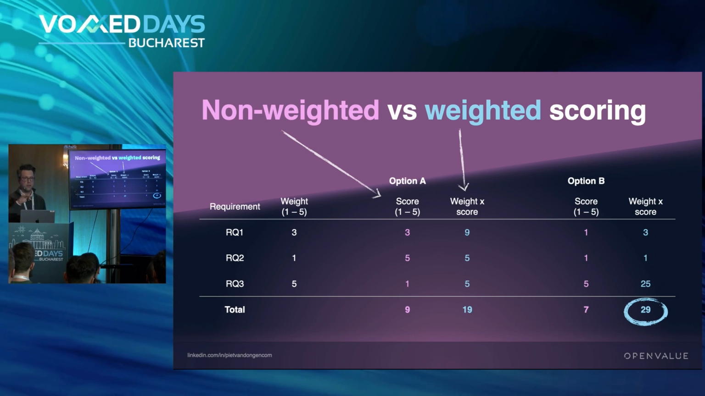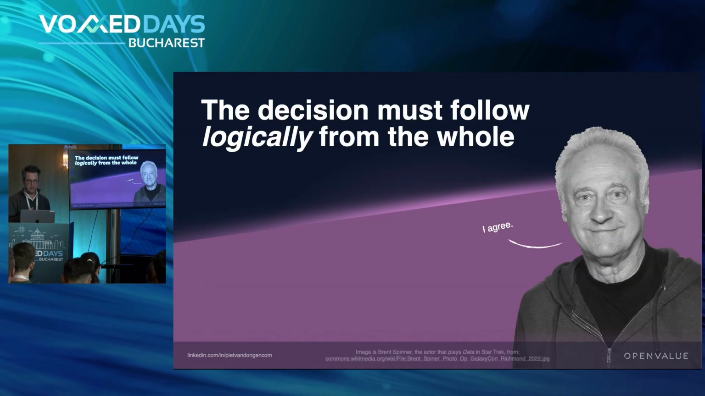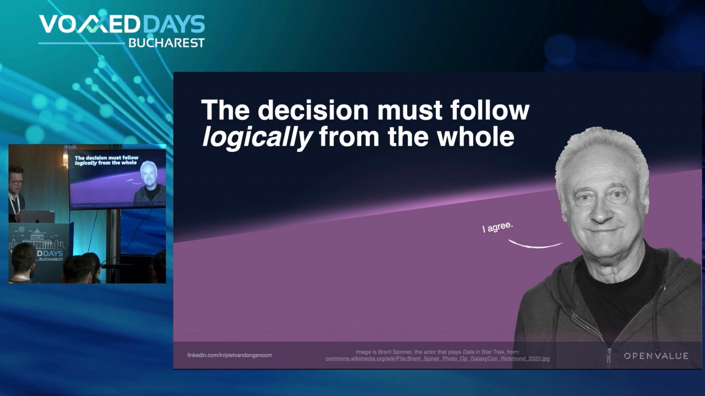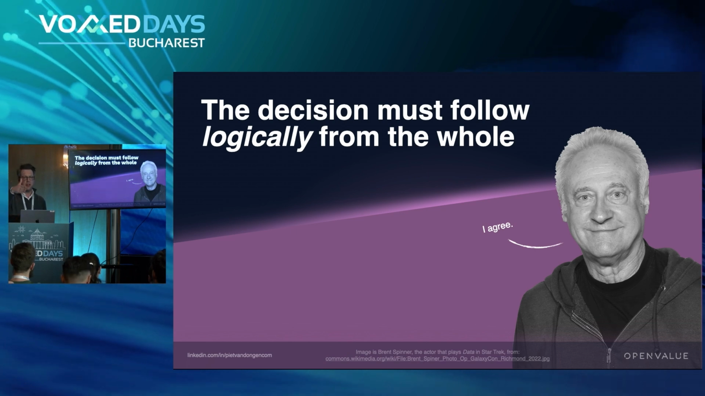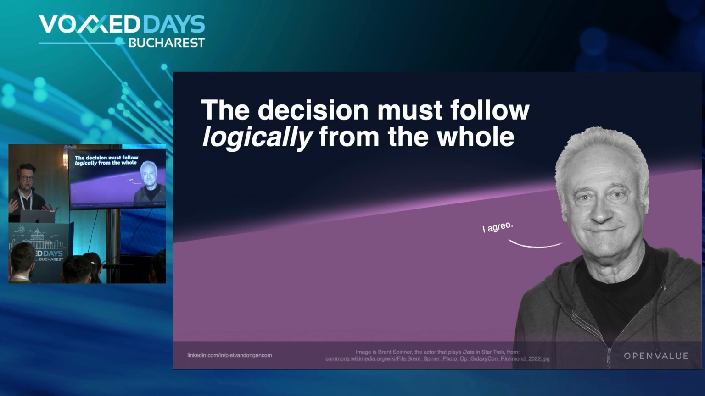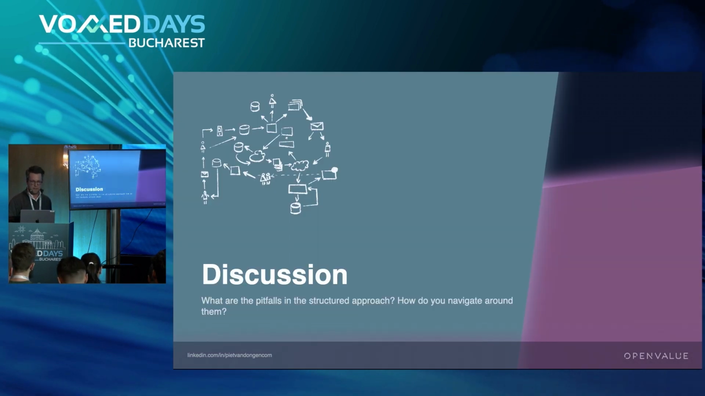So this is a way to do trade-off analysis and objectively choose something so that even Data from Star Trek agrees. I couldn't find a picture that I could use, so I chose the actor from Wikipedia. So he reads your document and every time he agrees with the decision you've made. And this way of scoring helps make the decision objective.